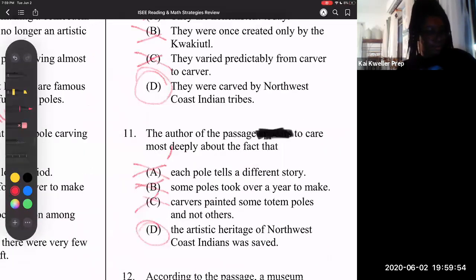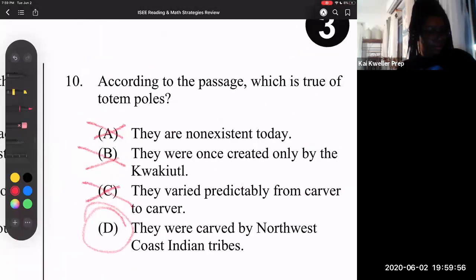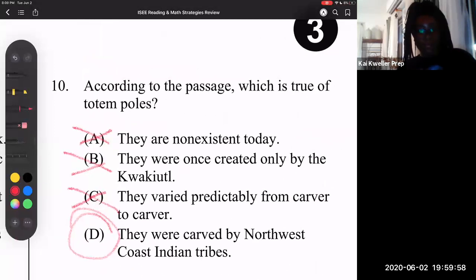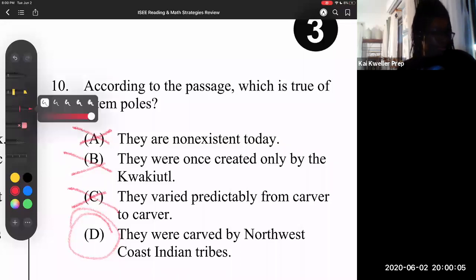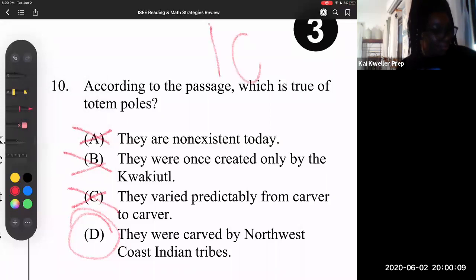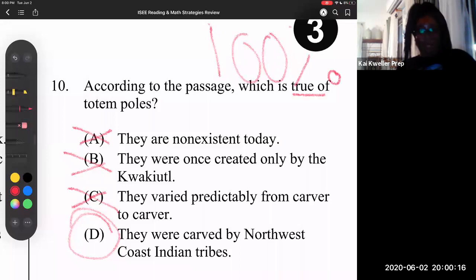Everyone, remember, this is much more straightforward than the SHSAT. According to the passage, which is, ready? Partially true, 25% true, 80% true. The correct answer has to be 100% true. Got it? See that? I wrote a big one just for that. Yay. Okay.